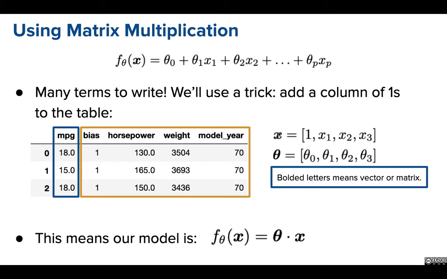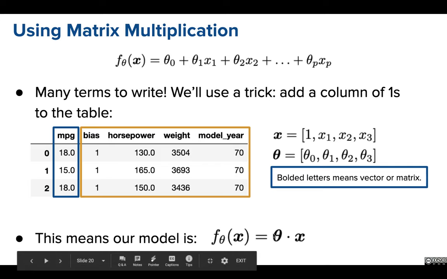And if I write down these vectors like so, I can write our model very succinctly by just writing that my prediction is theta dot product with x.